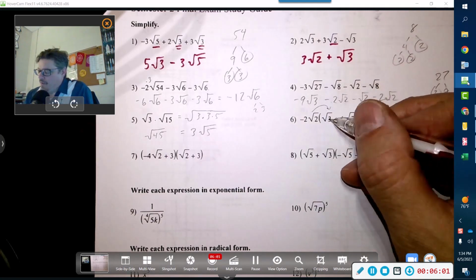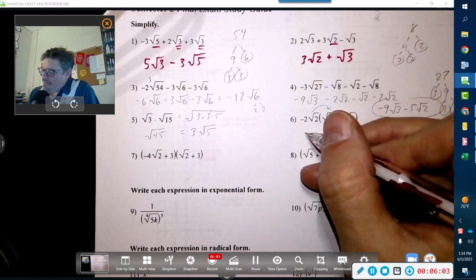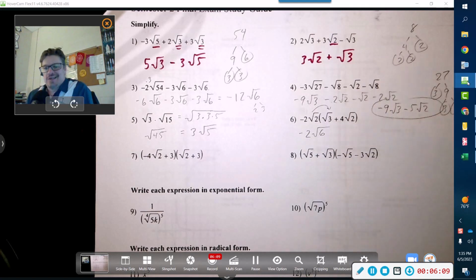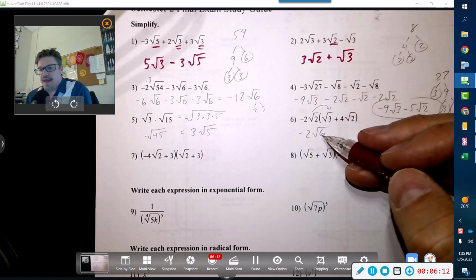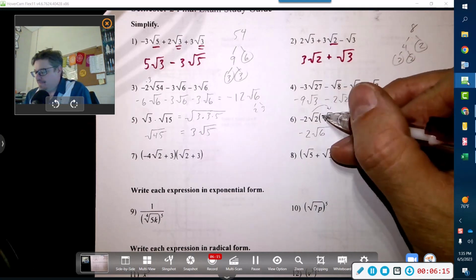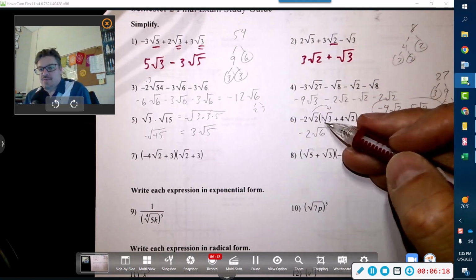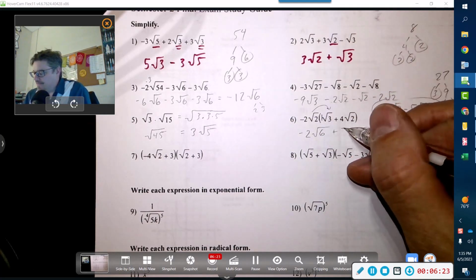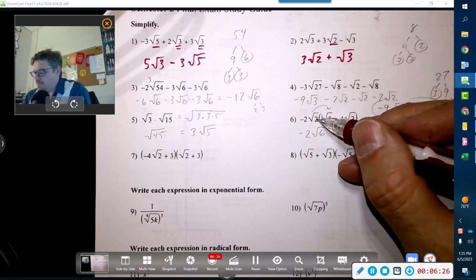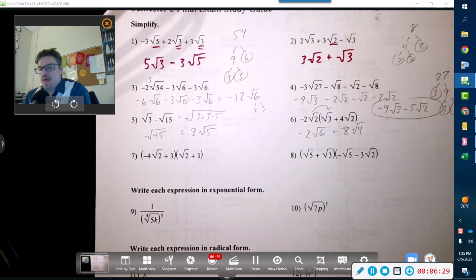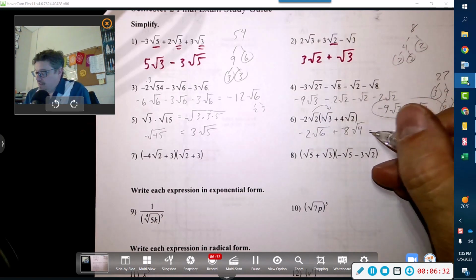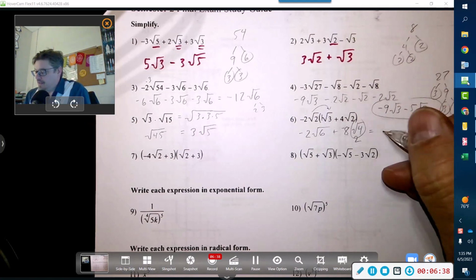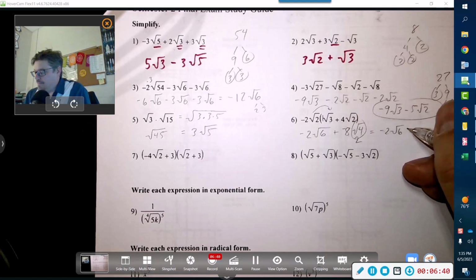Okay, so negative 2 times distributed to here is radical 6. So notice that I can do 2 times 3. I can do that. Negative 2 times, there's basically an invisible 1. You can look at it like that. Negative 2 times 1 is just negative 2. Now I'm going to distribute it here, and I get negative 2 times 4, which is negative 8. And then radical 2 times radical 2 is radical 4. Now the square root of 4 is 2. So this means that I've got negative 8 times 2. So that's negative 2 radical 6 minus 16.